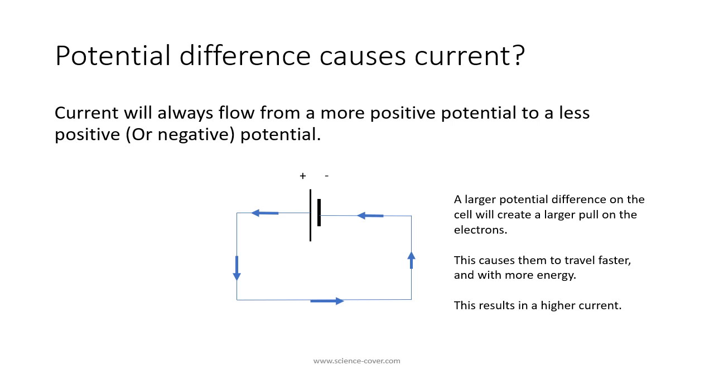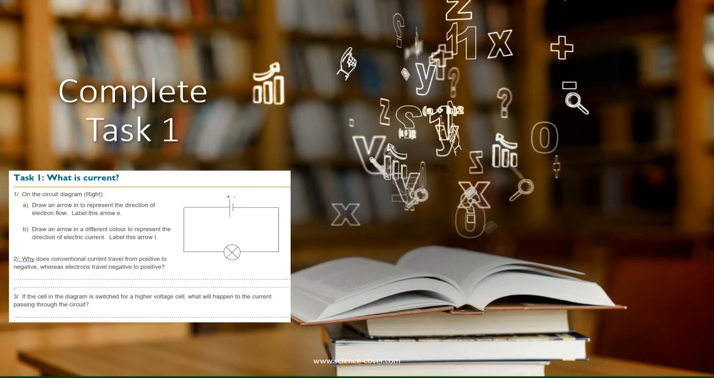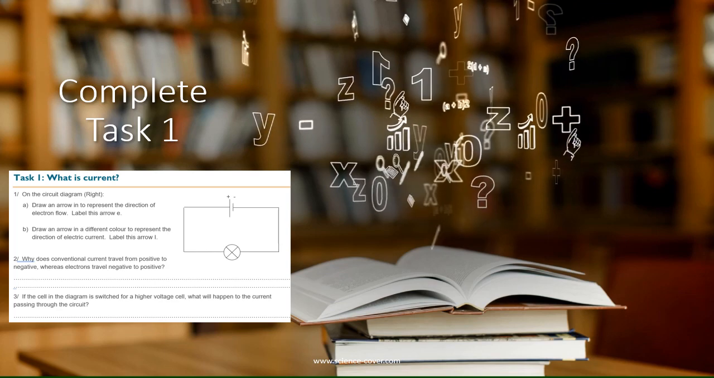Now, a higher potential difference just means that I have a larger charge difference between my positive and negative plate. And if I do that, I should see a higher current flow. Now pause the video and attempt task 1.